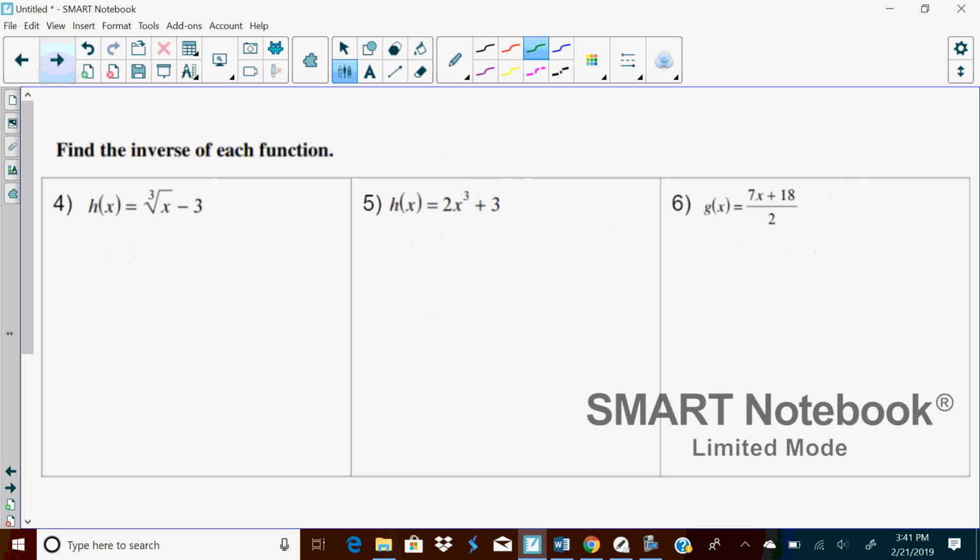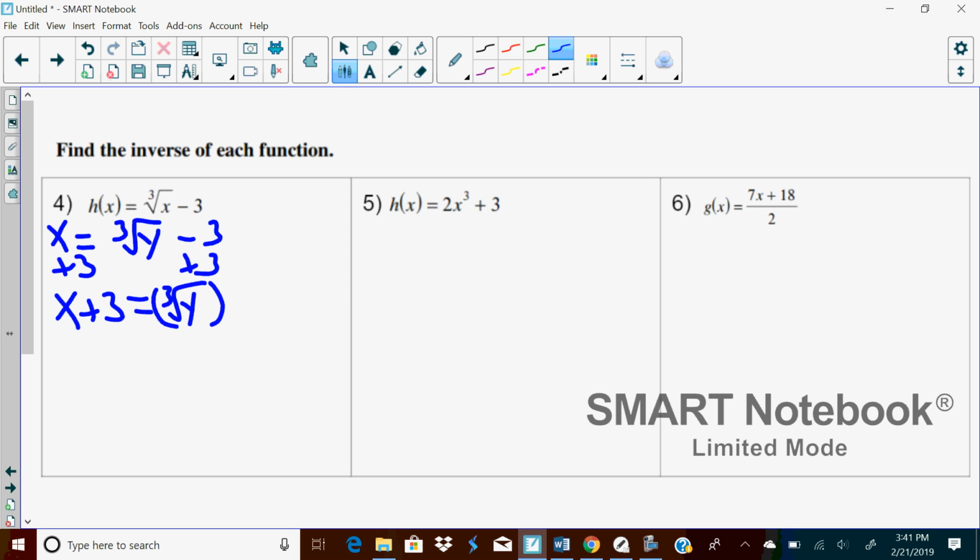Problem 4 through 6, we are finding the inverses. So I switched x and y. So x is going to equal the cube root of y minus 3. So I added 3 to both sides. x plus 3 equals the cube root of y. So I cubed both sides. So h to the negative 1 of x is equal to x plus 3 cubed.